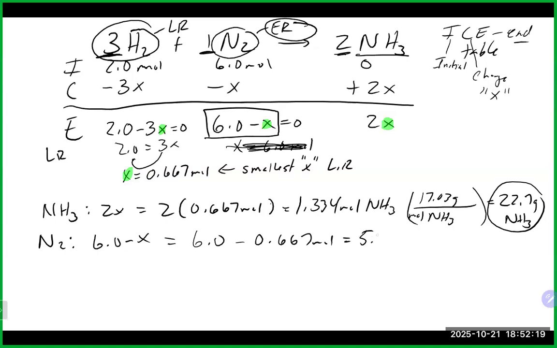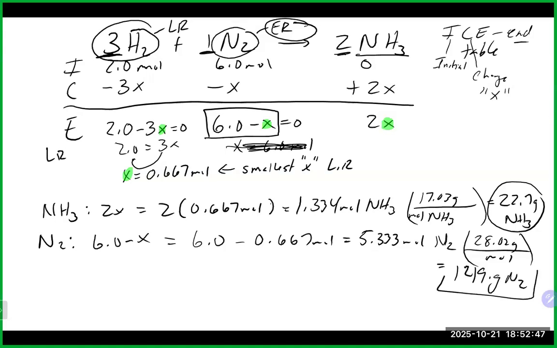I have 5.333 moles of my N2 left over, which if we also wanted grams, again, we could just use the molar mass of 28.02 grams per mole. And that will tell me that I have left over about 149 grams of N2 left over in that case. We obviously started with 6 moles of it, right? And we had 5.33 left over. By the way, if I put it into here, which is my limiting reagent, it should probably equal 0, right? Because it should all be used up.